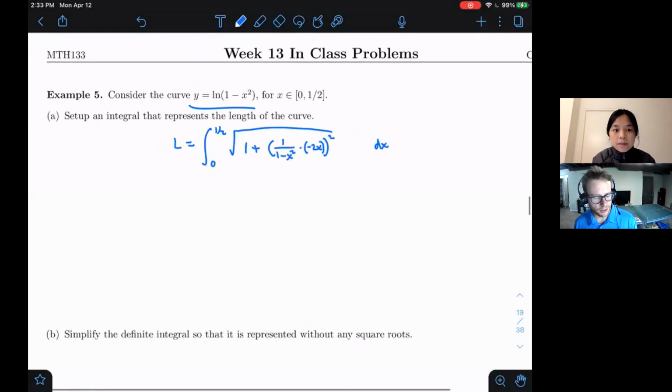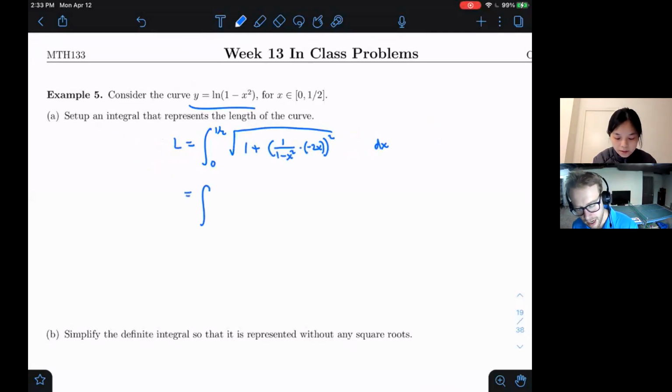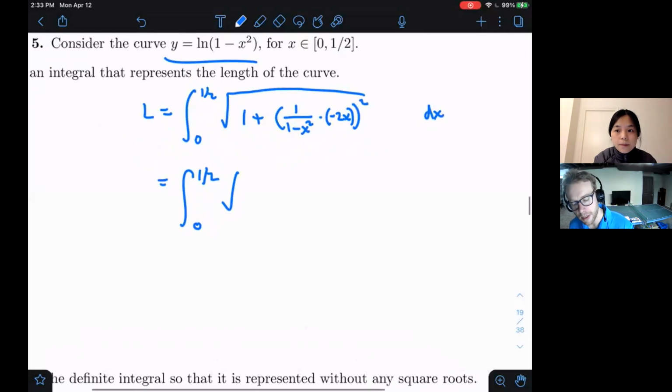So it just says set up an integral that represents the length of the curve. Done, right? So this right here, if you wanted to, I'll take one line to simplify. I'm not going to go crazy with my simplifying. I think that's coming up in B anyway, but I'll just make a little bit of progress here.